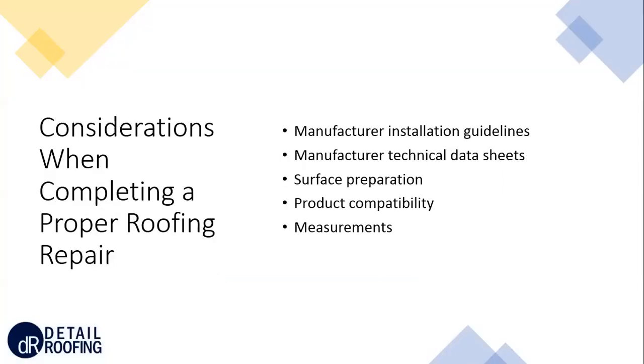So some considerations to make when completing any sort of roofing repair do include the manufacturer installation guidelines and technical data sheets, surface preparation for the area that is being repaired or for the installation area, product compatibility, and measurements. It's not something where you can follow the installation guidelines and technical data sheets and you're good to go. It has to be all of these working together. If there's one thing that's missed or overlooked, it can ultimately impact the overall integrity of the repair or the installation.